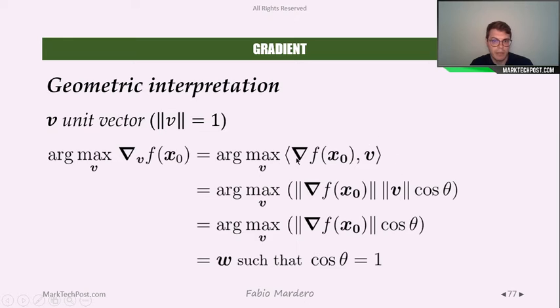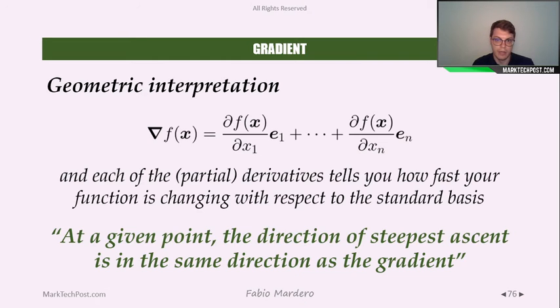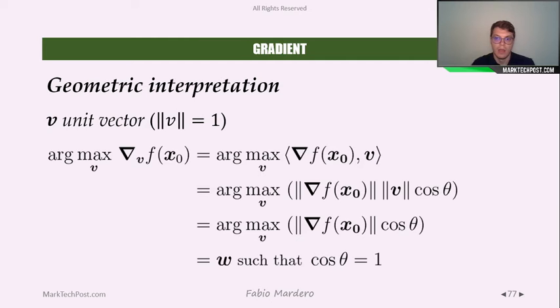The directional derivative with respect to a generic unit vector v is written as the dot product between the gradient and v itself. But the dot product can be written using the definition of the cosine of the angle between the gradient, which is a vector, and v itself. So we take the norm of the gradient, the norm of the unit vector, and the cosine of the angle between the two. Note that v is a unit vector, so its norm is equal to 1.